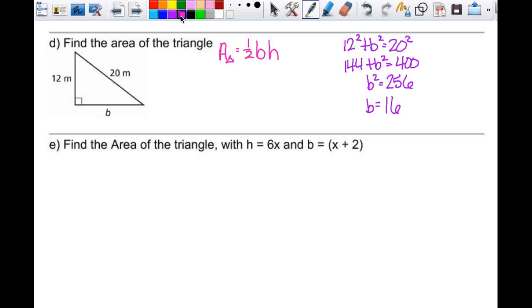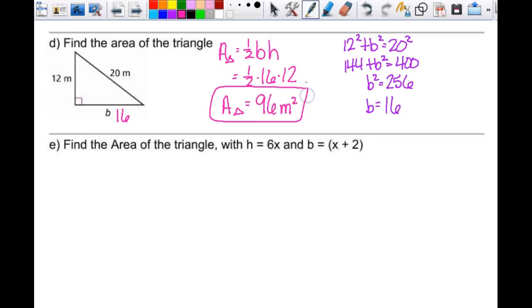All right, so then I come back over here. I know this is 16, so I just substitute in. I get 1/2 times 16 times 12. All right, well, what's half of 16? 8. 8 times 12. Flashcards are on there. You've even got to know your times tables. Okay, we all good?